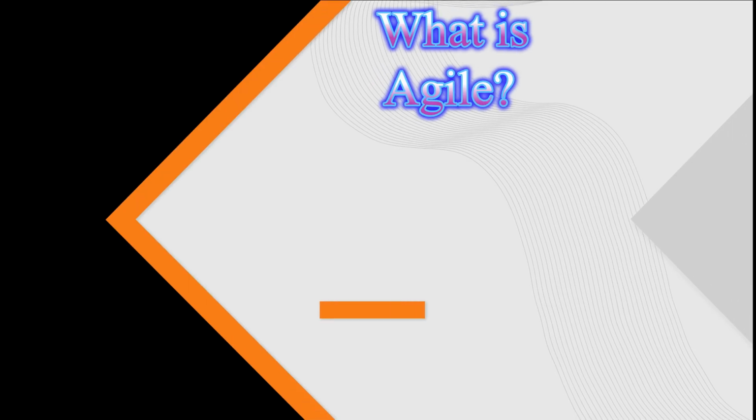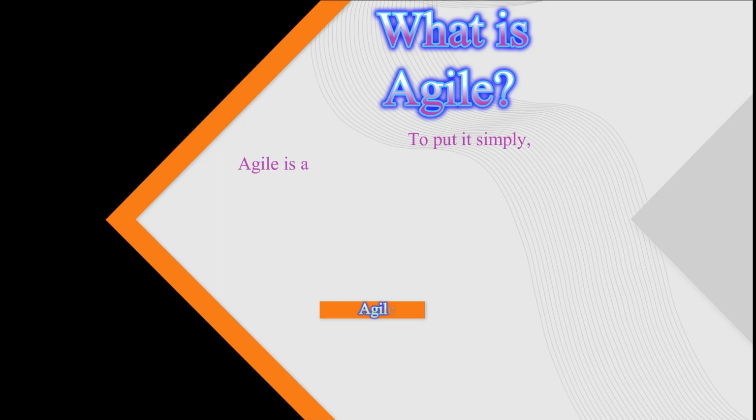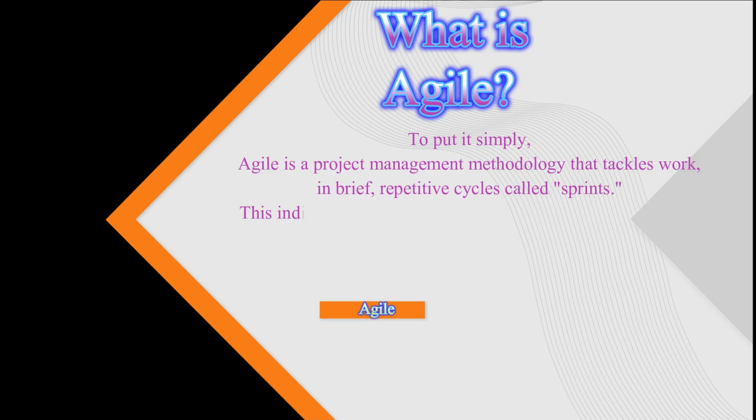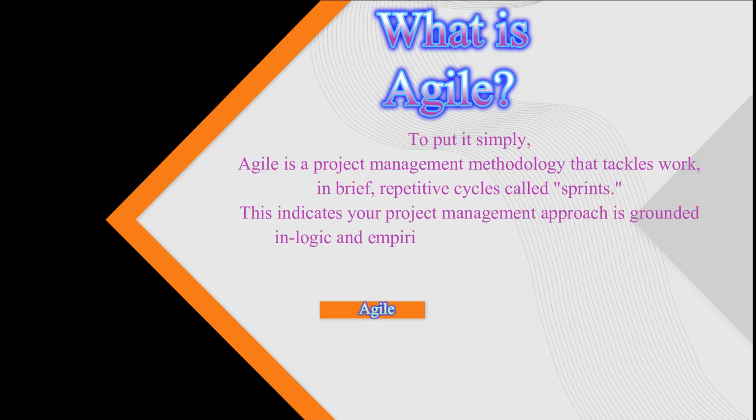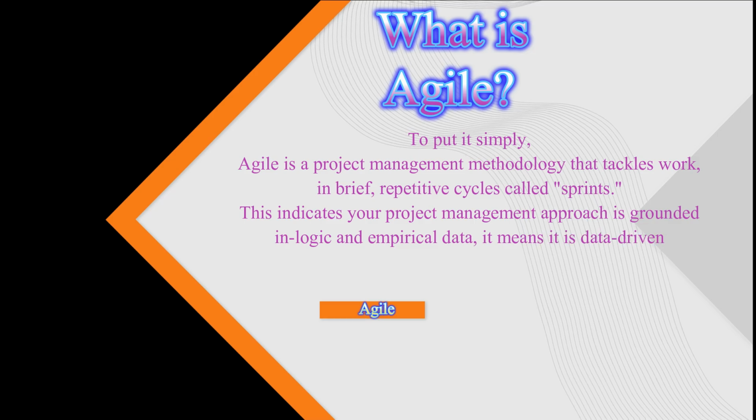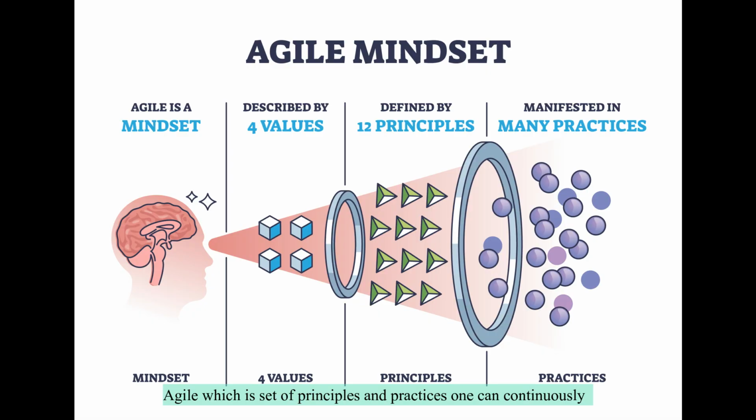What is Agile? To put it simply, Agile is a project management methodology that tackles work in brief, repetitive cycles called sprints. This indicates your project management approach is grounded in logic and empirical data. It means it is data-driven. With Agile, which is a set of principles and practices, one can continuously develop the plan, perform continuous delivery, and make improvements by responding to changes quickly.